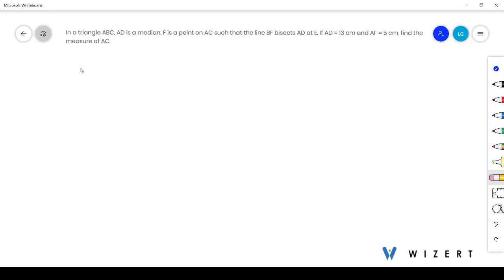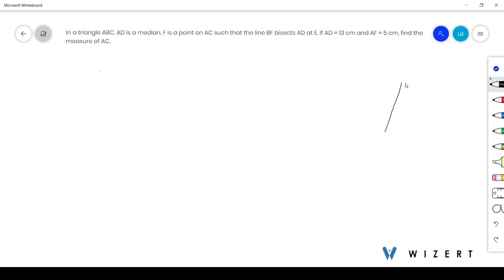Our question is, in a triangle ABC, AD is a median, F is a point on AC, such that the line BF bisects AD at E. If AD equals 13 cm and AF equals 5 cm, find the measure of AC.